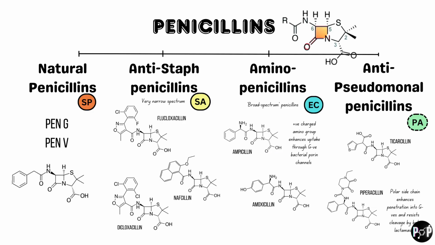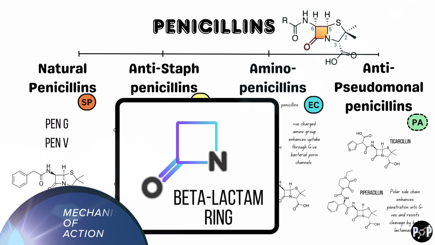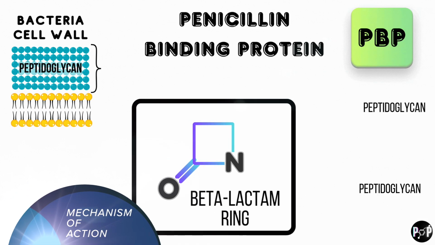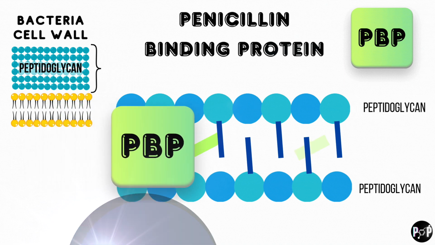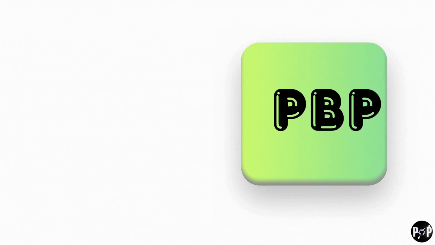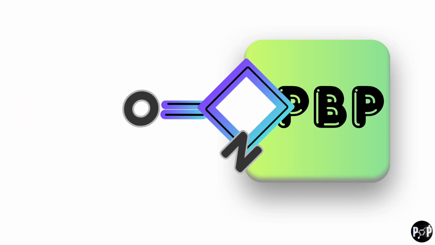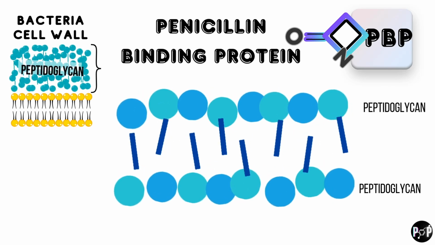So let's get started with the mechanism of action of the beta-lactams. The beta-lactam ring interacts with bacterial cell wall enzymes named Penicillin Binding Proteins. PBPs are enzymes which are required by bacteria to build their cell walls. Beta-lactams bind to PBPs, in doing so deactivating them, which in turn means the bacteria cannot make their cell walls, which results in their death.